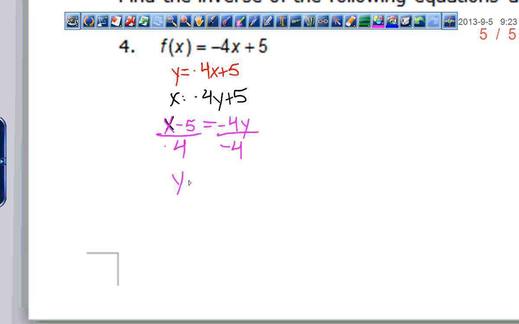So y equals... not negative 4. How do we write it? How do y'all write it? x minus 5 over negative 4. Another way to write it, you could have done negative 1/4 and then x minus 5. By the way, be sure you do the function notation now.